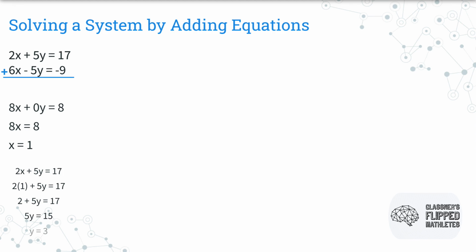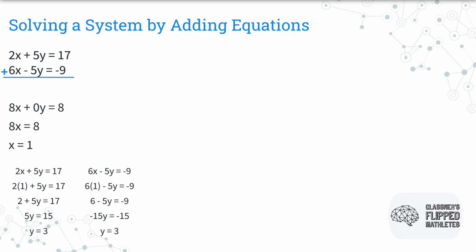Subtract 2, divide by 5, y equals 3. If you plugged it into the other equation, 6x minus 5y equals negative 9, you get 6 times 1 minus 5y equals negative 9. 6 minus 5y equals negative 9. Subtract 6, and you get negative 5y equals negative 15. And divide by that negative 5, get y is equal to positive 3.